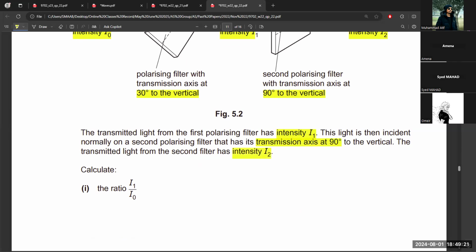ठीक है, वो सब हमने डायग्राम में देख लिया. Now what you have to do, you have to calculate a ratio I1 over I naught. So you have to compare the ratio of intensity I1 and intensity I naught. So दोनों की intensity को आपने compare करना है.